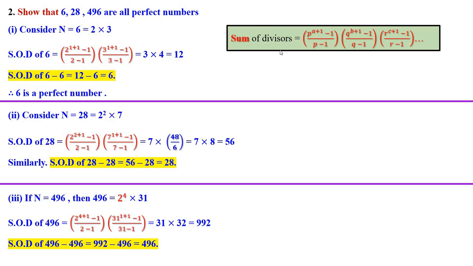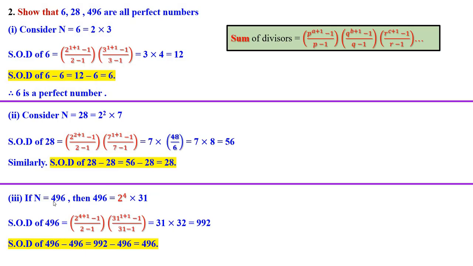So from the formula we have this. On simplification it gives us 7 into 48 by 6, that is 7 into 8, which is 56. So the sum of divisors of 28 minus 28, namely 56 minus 28, is 28. And therefore 28 is also a perfect number.